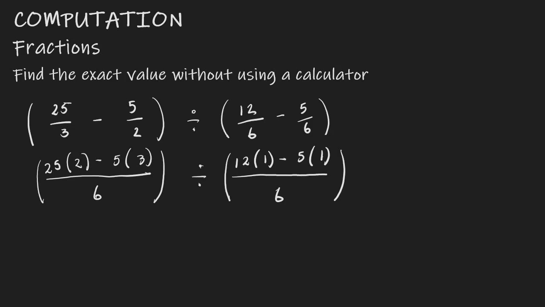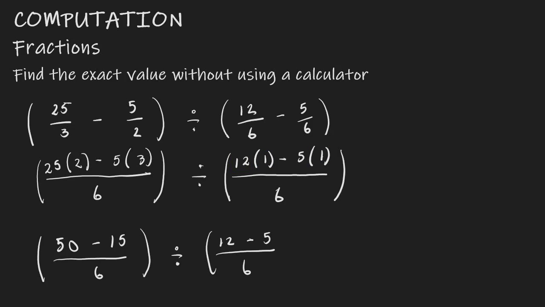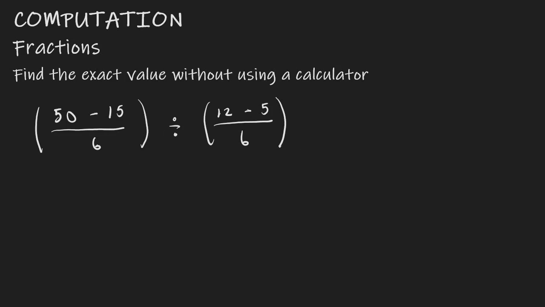So, simplifying both fractions, 25 times 2 is equal to 50, minus 5 times 3, that is equal to 15, all over 6, divided by 12 times 1, that is equal to 12, minus 5 times 1, that is equal to 5, all over 6. Simplifying, 50 minus 15 is equal to 35/6, divided by 12 minus 5, that is equal to 7/6.